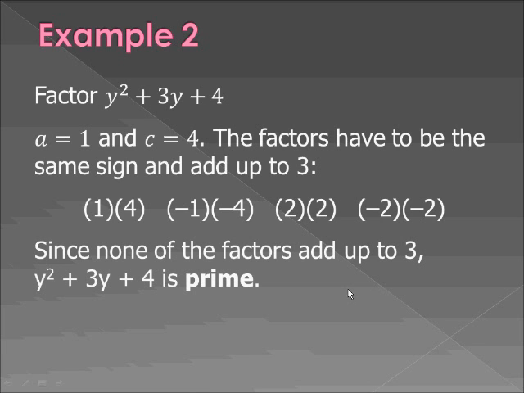Since none of the factors add up to 3, then our quadratic polynomial y squared plus 3y plus 4 is prime. So this is pretty simple. If something can't be factored, it's prime. But don't assume something's not factorable just because you tried a couple numbers. Make sure that you exhaust all possibilities before you make the conclusion that it's prime. Because if it's not prime and you call it prime, you're going to lose all the points.